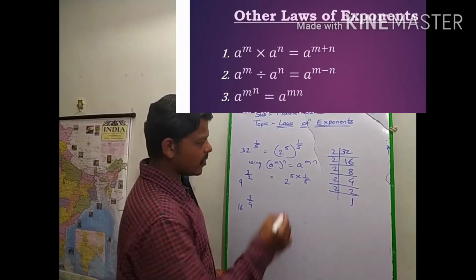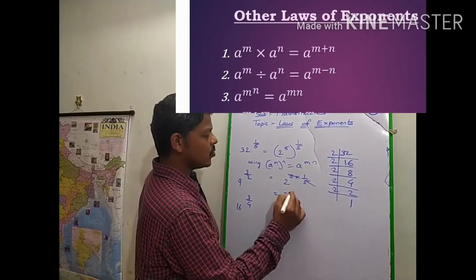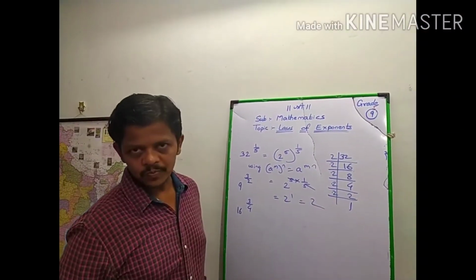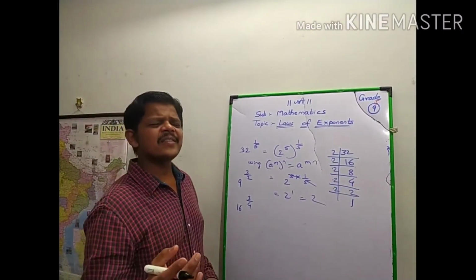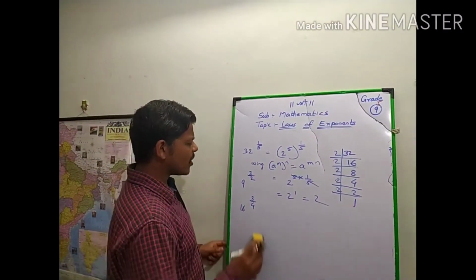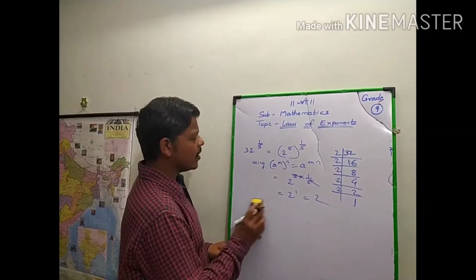And 5 into 1 upon 5 is just 1. 2 raised to 1, that is 2. Correct? Very easy. You can apply these laws of exponents. Simple sums it is. Next sum, what you can see is 9 raised to 3 upon 2.